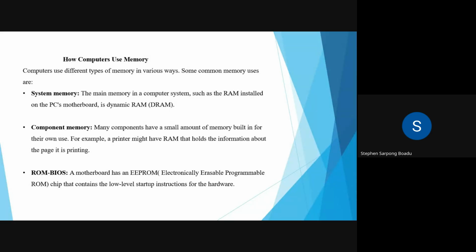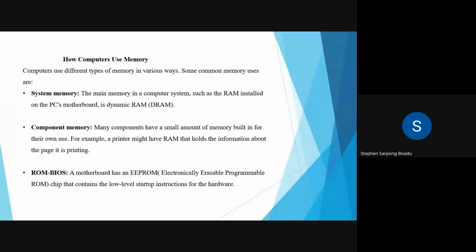But then we have types of memory. So we have the system memory. Okay, so that is the main memory, right? System memory is the main memory that the computer uses. That is the RAM, right?